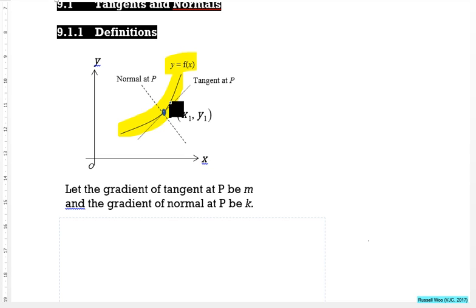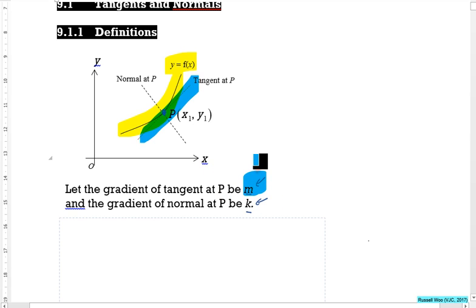Okay, how? First, I let the gradient of the tangent be m, and the gradient of the normal be k. Tangent is this one, correct? This is m. Normal is this one. You all know what's tangent and what's normal, right?